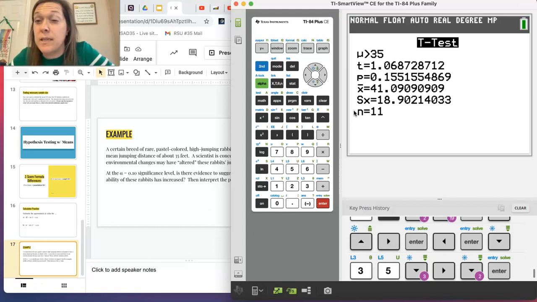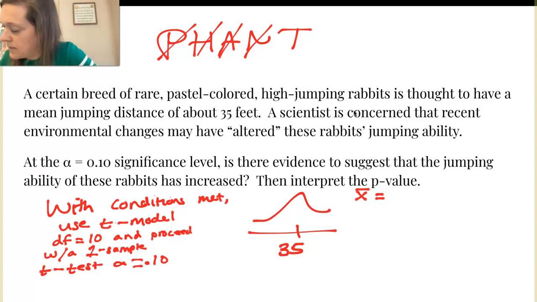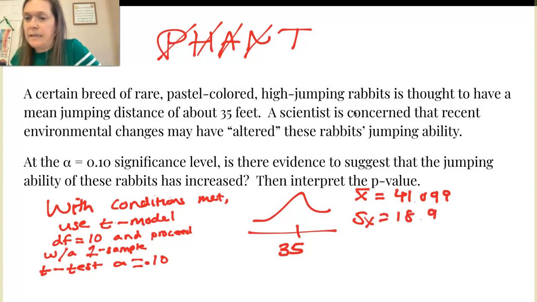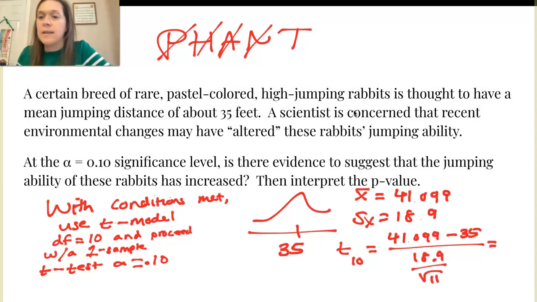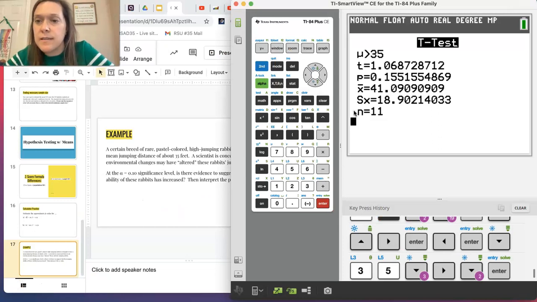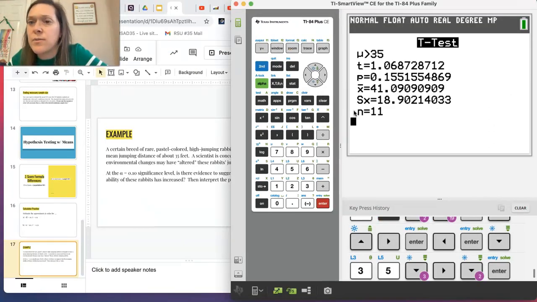All right, so if we put those in, let's see if I can remember this. My standard deviation is 18.9, x bar 41.099. So then my t-score, with degrees of freedom being 10, is going to be equal to 41.099 minus 35 over 18.9 or whatever it was over the square root of 11. And my t-score was 1.069.